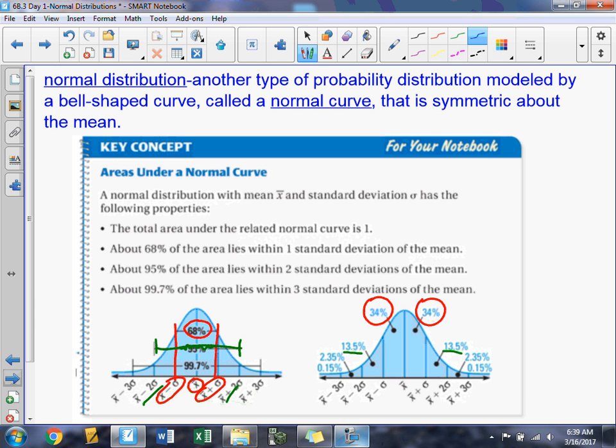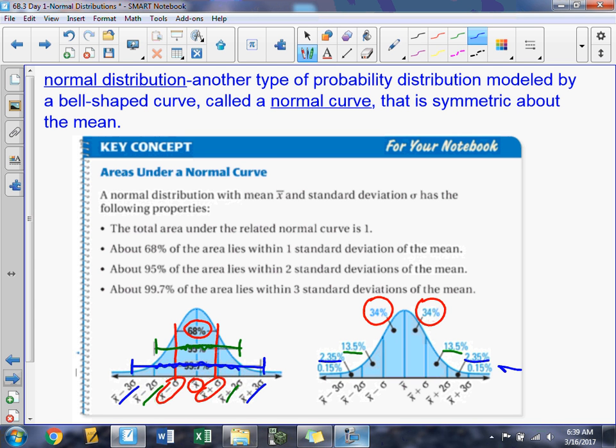And then it says 99.7% lie within 3 standard deviations of the mean. So that's this entire part here. So if you subtract the 95%, again, that would already be overlapping in here, and you subtract that amount, you're going to get 2.35% on each side. So then above and below 3 standard deviations from the mean, you do have a little percentage here.